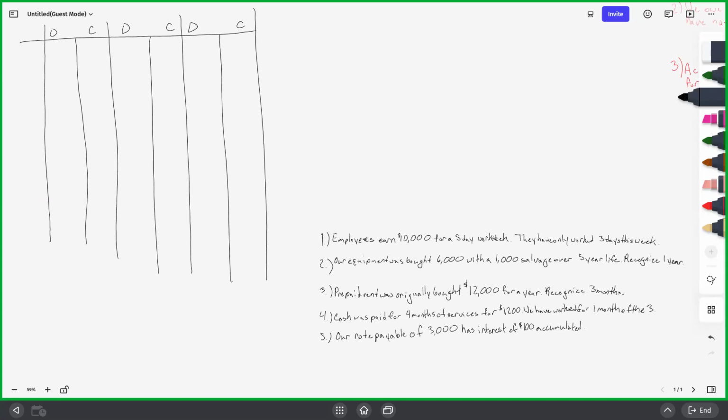Because they need performance of services, and it's 1 of the 3 months. So what it means by cash was paid for 4 months of service for your 1,200, what does that make you guys think? They pay for 4 months of services. Yes, so did they pay in advance or did they pay after? In advance. So what does that mean? It's a deferral, but also what account are we dealing with? Unearned revenue. So they have earned at this point 1 month of unearned revenue. Yeah, so that's what you guys got to think about. 300.